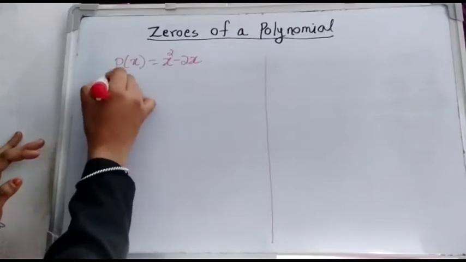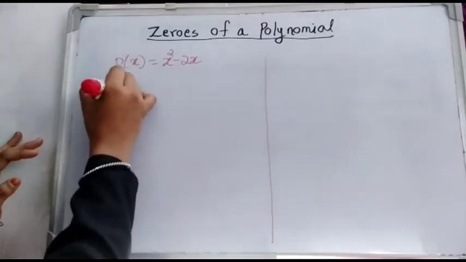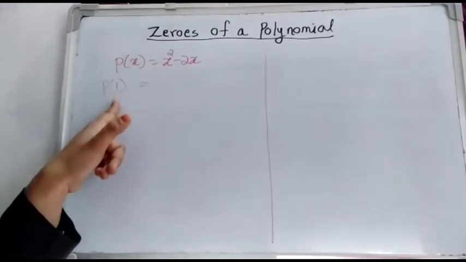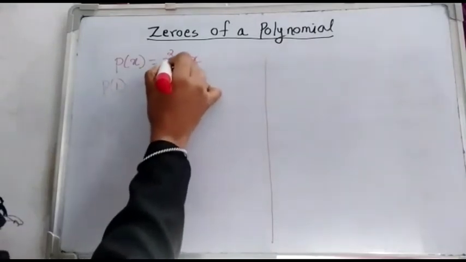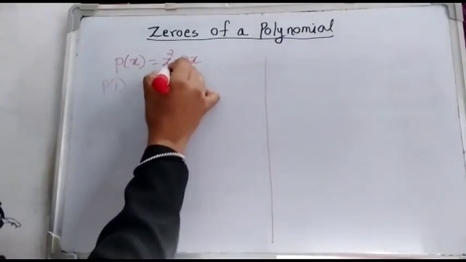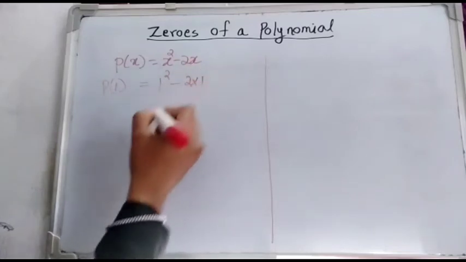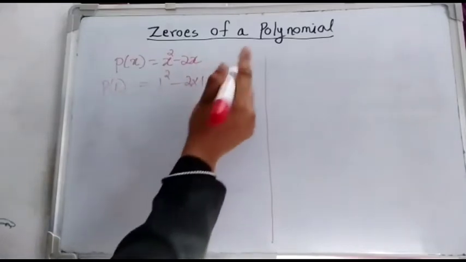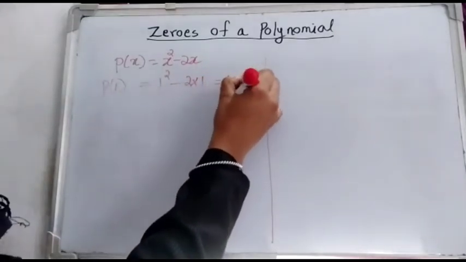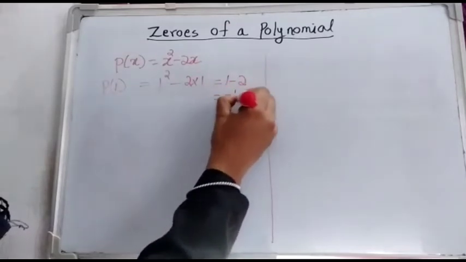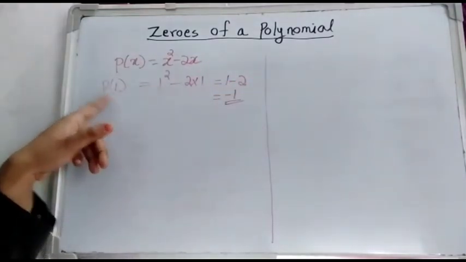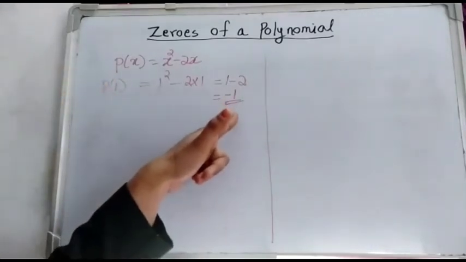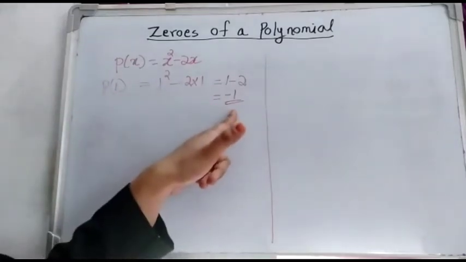That is p of 1. That means instead of x, just replace x by 1. That is x square, that is 1 square minus 2 into 1. X square minus 2x, replace x by 1, that is 1 square minus 2 into 1. That is 1 minus 2, which is equal to minus 1. So we replace x by 1 and we got the value of the polynomial as minus 1. P of 1 is equal to minus 1.